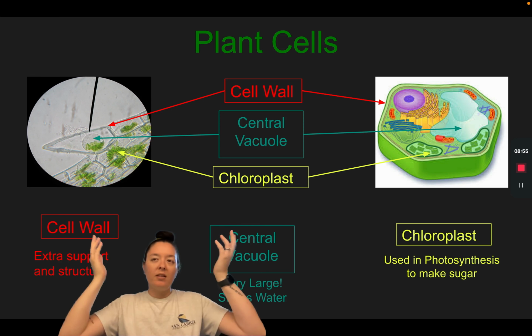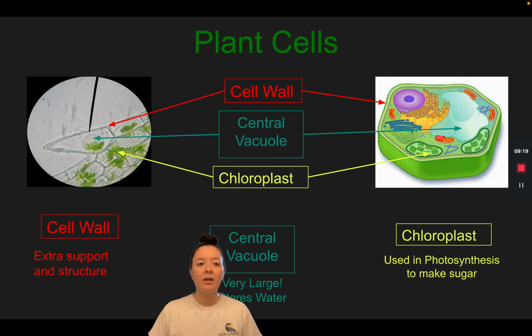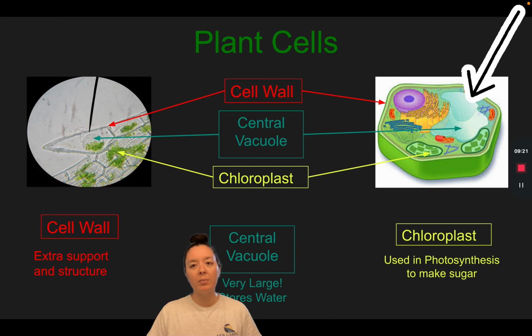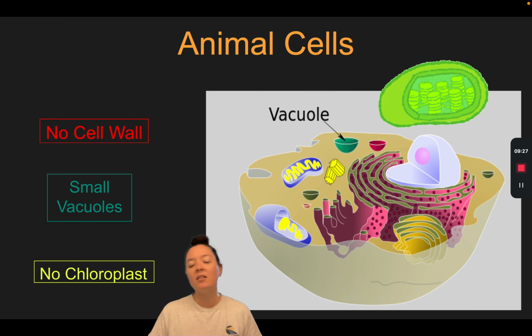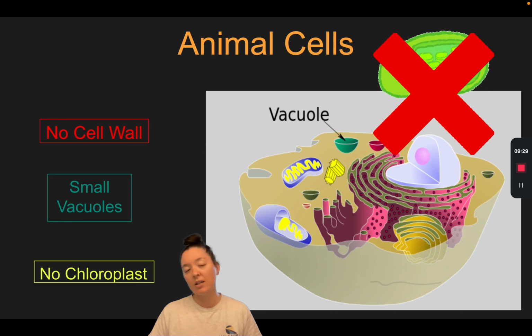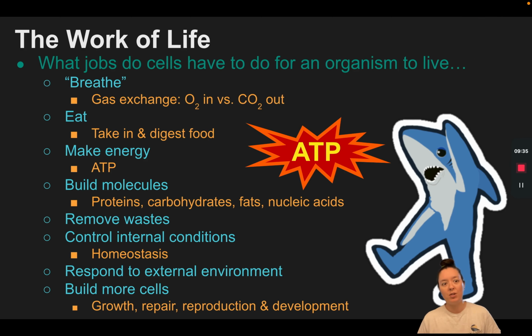With animal cells, they do not have that cell wall. It's not protected by that cell wall. It just has a membrane. All of its vacuoles are very small. So like the plant, we saw it had that really big, huge one in the middle. But with our animal cells, we have a vacuole. It's just much smaller. And there's no chloroplast. Animals cannot undergo photosynthesis.